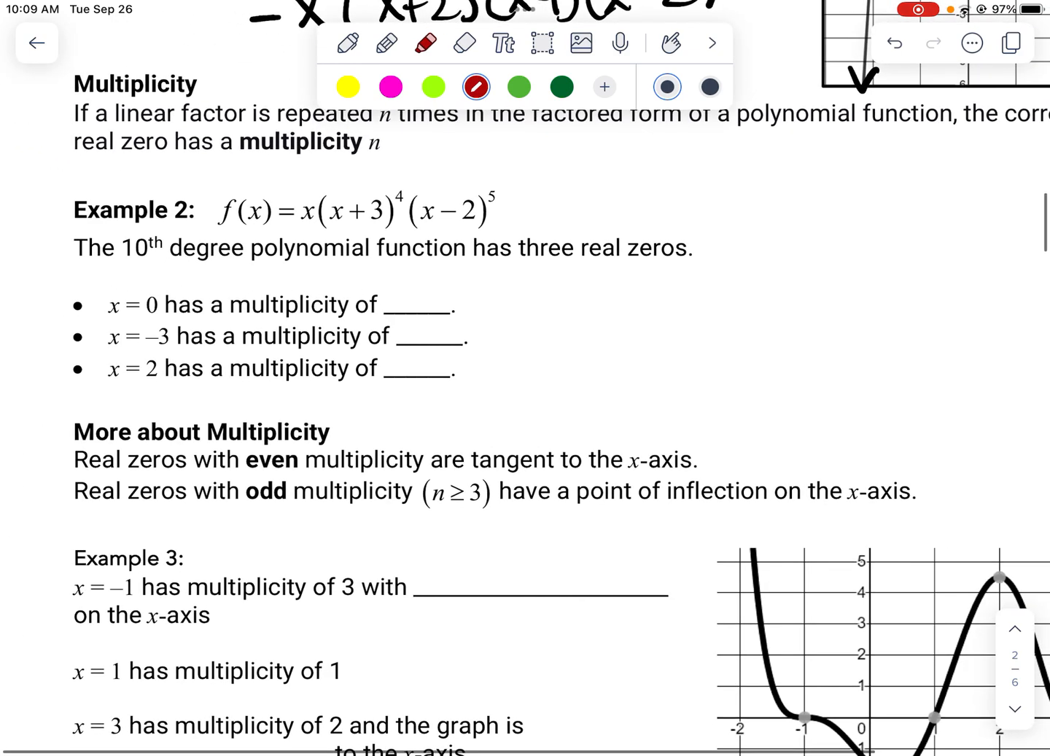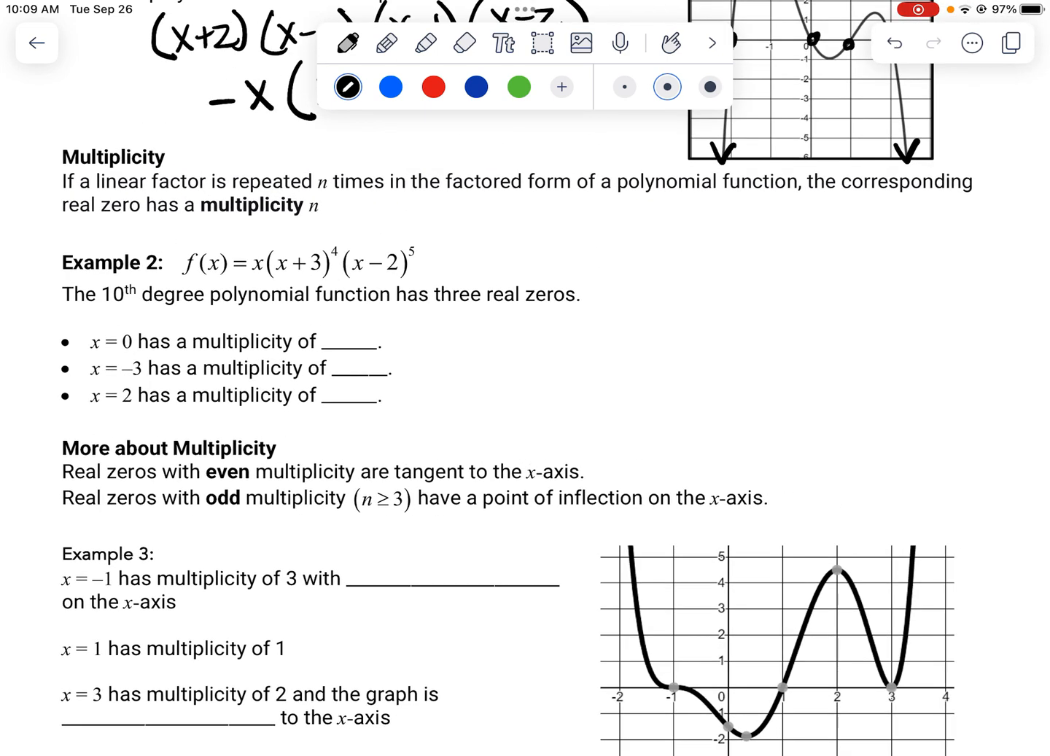For example, this one is a 10th degree polynomial. So here's 4, 5, and another one. So it's going to have 10 zeros somewhere. So x minus 0, since that's just a single x, has a multiplicity of 1. Negative 3, since that's the value that would go here to make it 0, has a multiplicity of 4. And 2 minus 2 is 0, has a multiplicity of 5.